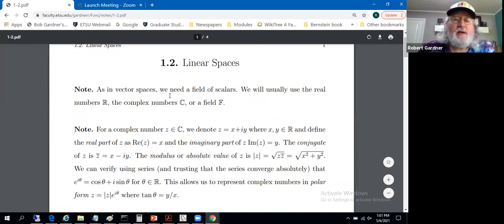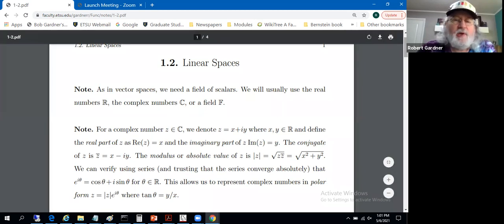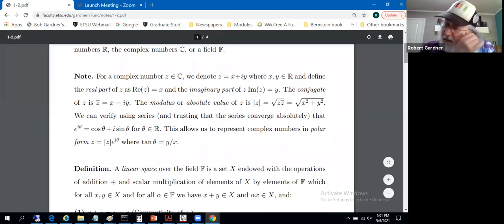So we'll need the scalars to come from somewhere. In the most general setting, we take the scalars to be from some field, maybe a field F. For our purposes, probably more often than not, the scalars will be real, though we'll play up complex scalars a bit more in here than you probably did in sophomore linear algebra. That being said, let's talk very briefly complex numbers.